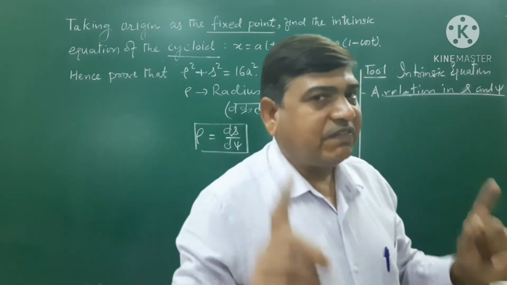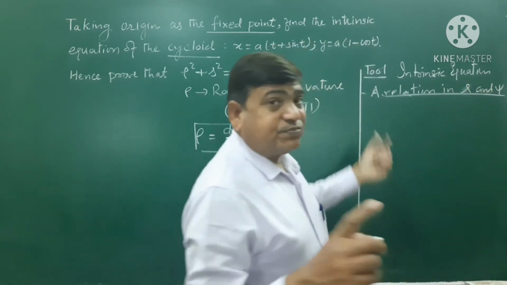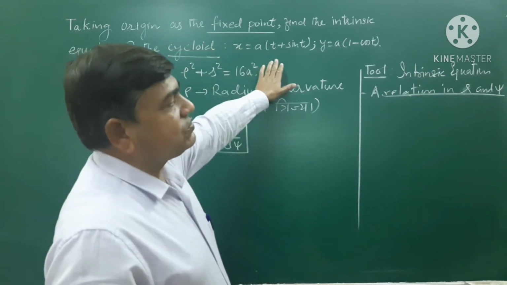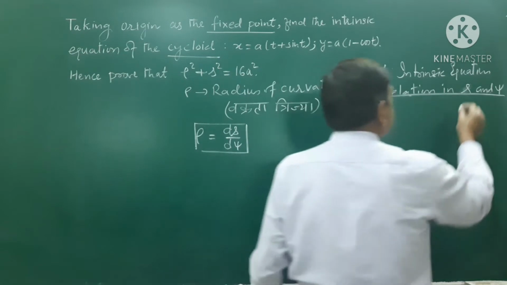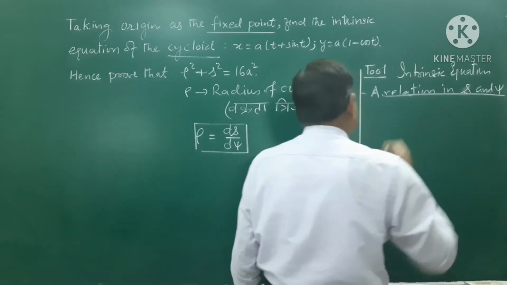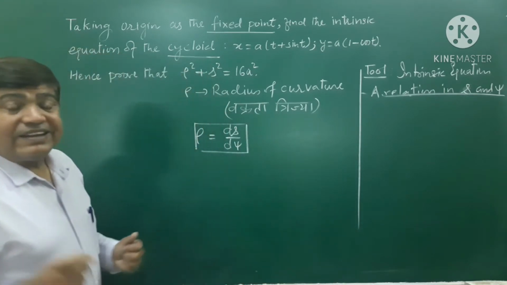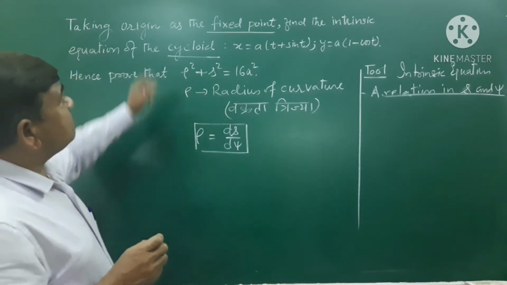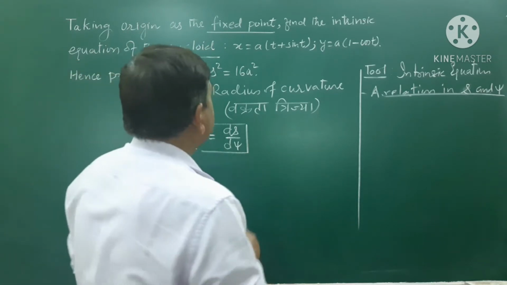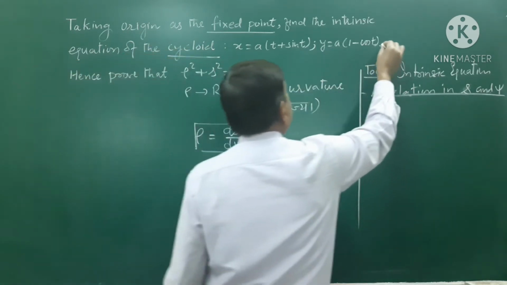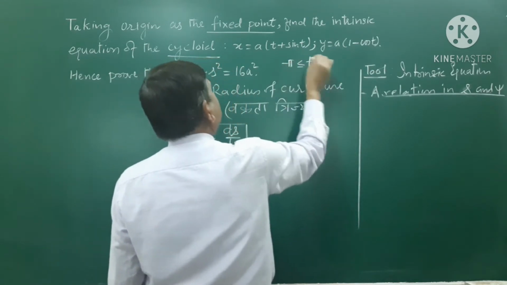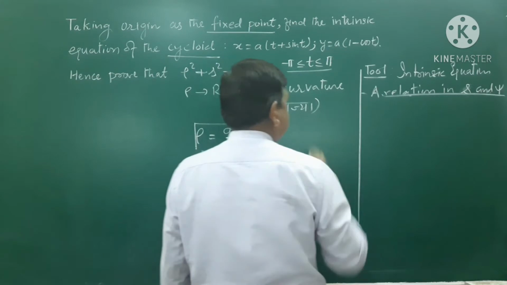This we have done with respect to the Cartesian equation. Now this is a parametric equation. Then how to simplify this, how to obtain this particular one. So this is the relation in s and psi, and the arc length is measured from the fixed point, and here the origin is the fixed point, and here t is given from minus pi to plus pi. Okay, this part is given to us.